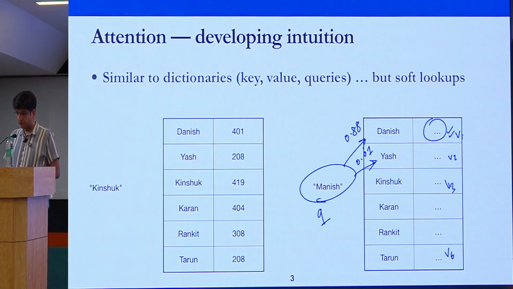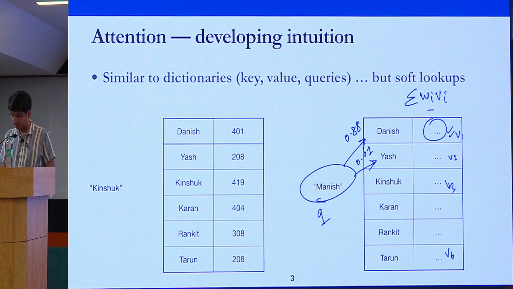Ultimately, what you are doing is, based on the match, you are doing a weighted sum. So ultimately, you will compute something like the sum of w_i times v_i, a weighted sum. This weight is determined by how strongly your query matches to the key.